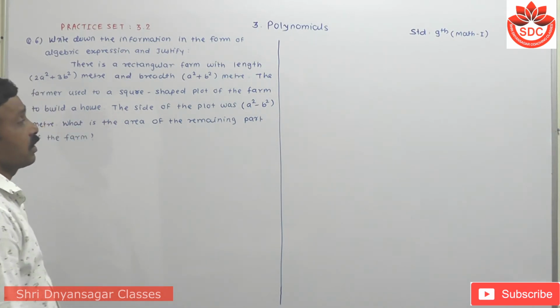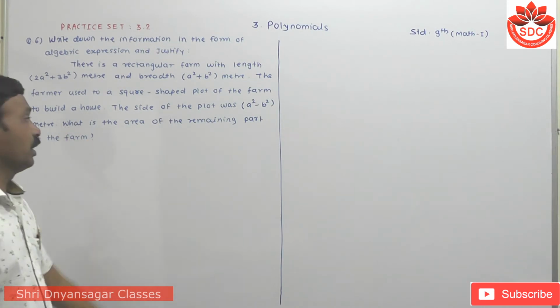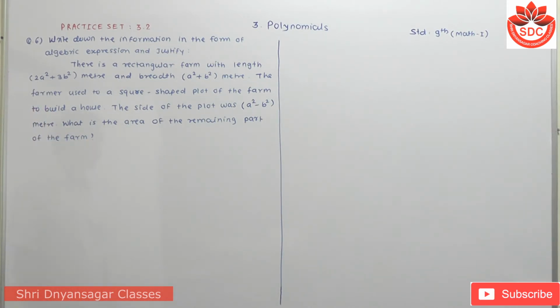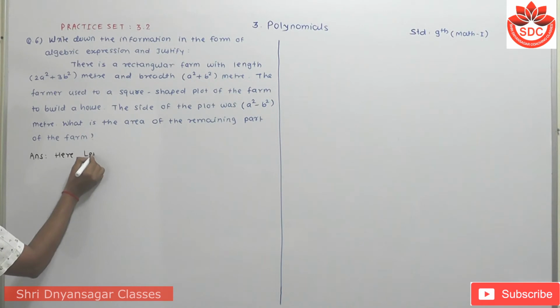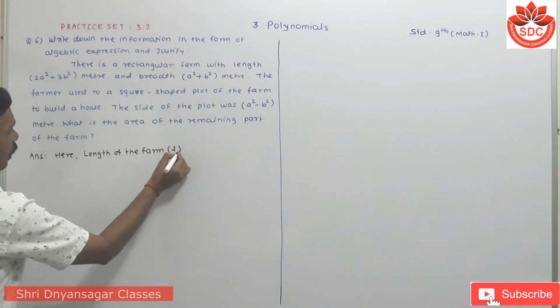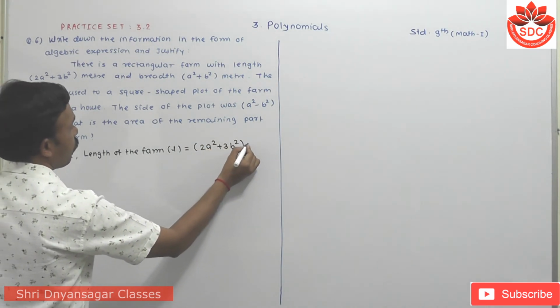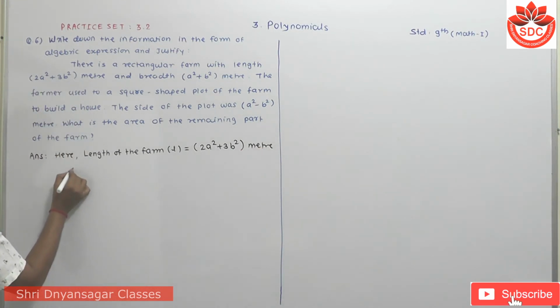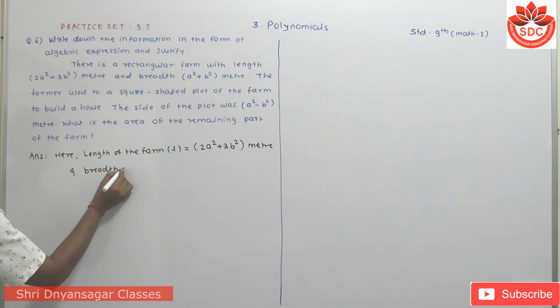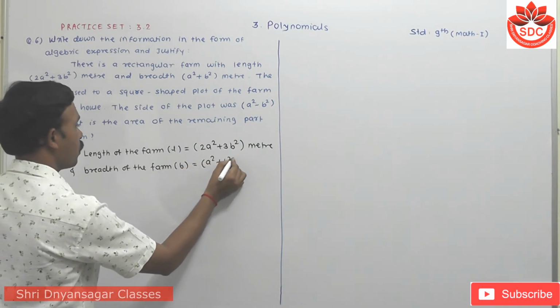The side of the plot was a square minus b square meter. What is the area of the remaining part of the farm? So simple question. Look carefully. The answer is, the length of the farm, L, is equal to twice a square plus 3b square meter, and the breadth we take as b is equal to a square plus b square meter.